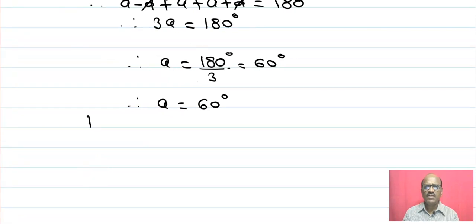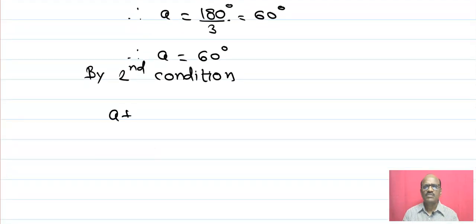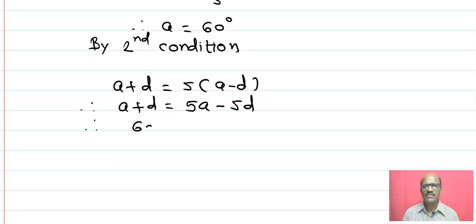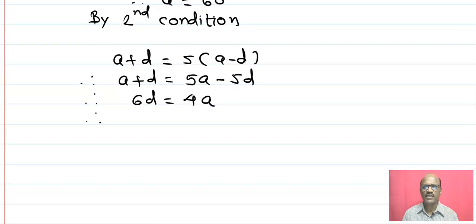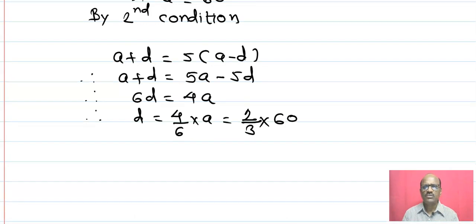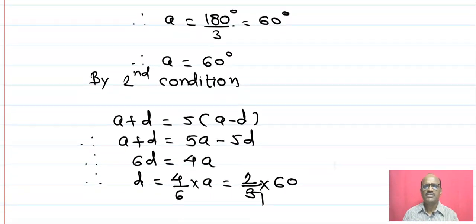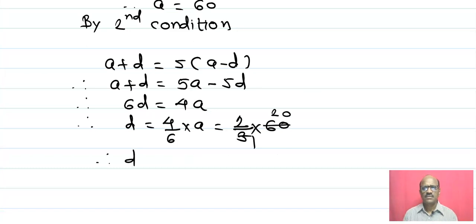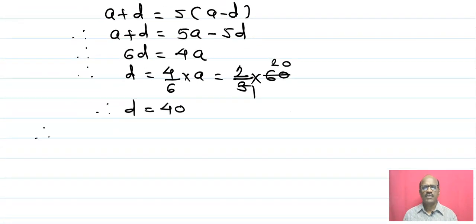Now we have also been given one more condition, the second condition. The biggest angle, that is the last, is 5 times the smallest. That is A plus D is equal to 5A minus 5D. Now simplify this. Therefore, 6D is equal to 4A. Therefore, D is equal to 4 upon 6 into A, that is 2 upon 3 into 60, that is 40. Therefore, D is equal to 40.